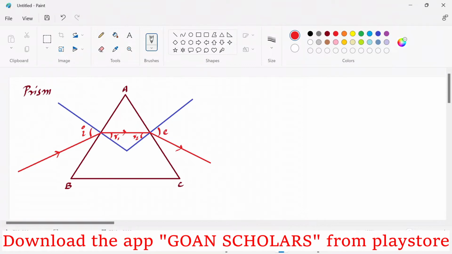So the incident ray is this one. The first ray is the incident ray. In the medium, it is a refracted ray. And the ray which is coming out from the other face is the emergent ray. So the angle made with the normal is the angle of emergence.